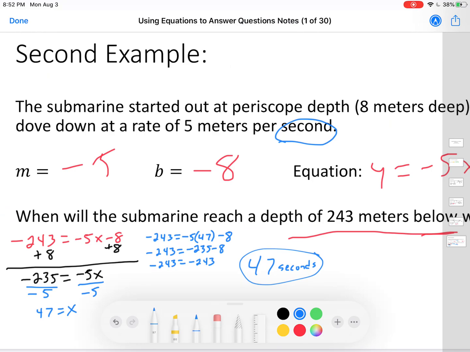And that's the whole idea of this. Make sure you are showing all of your steps. Make sure you are doing your check step. Make sure that you are answering the questions. Okay? Ask any questions if you have them.